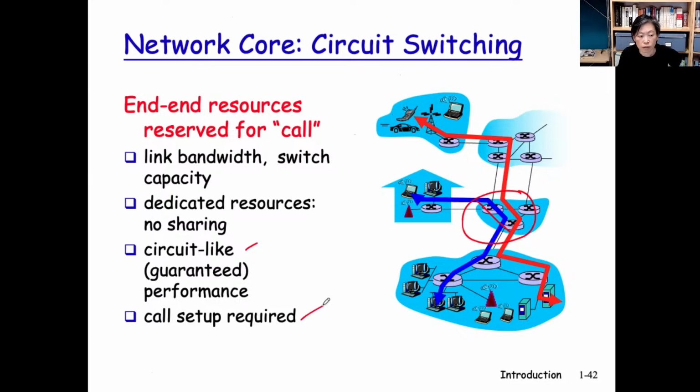But, you see, establishing the red circuit, we need 8 hops, and each hop takes some time to reserve resource. So there's quite a bit of call setup time involved. This is the downside of circuit switching.